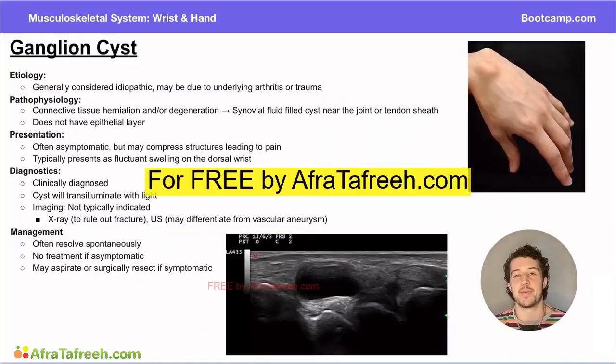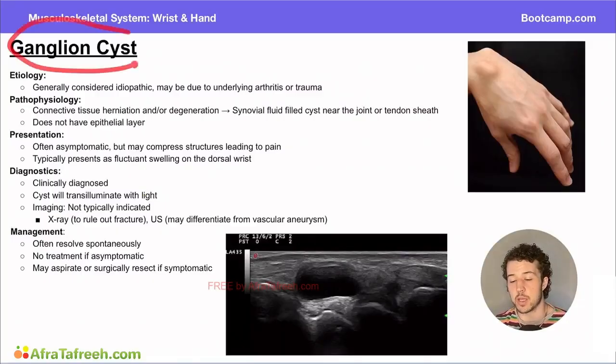Howdy, everybody. Welcome back to MSK. My name is Jonathan, and today we will be going over the ganglion cyst.